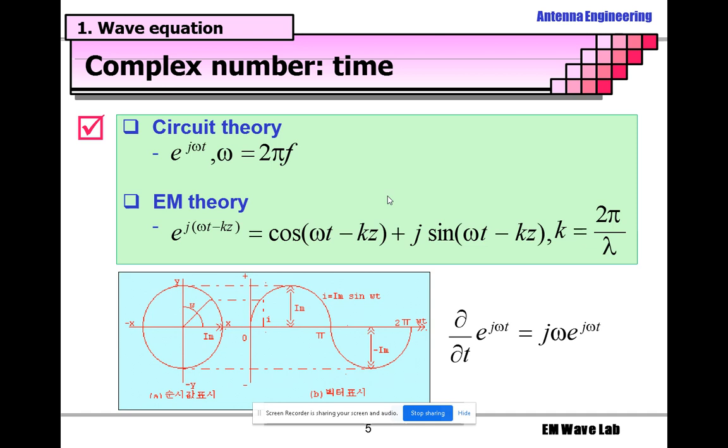So wherever there is only cos omega t, it becomes cos omega t minus k z. Wherever there is only sin omega t, it becomes sin omega t minus k z. Okay, k is nothing but 2 pi by lambda, the wavelength. Because we are going to propagate the signal or electromagnetic wave in the z axis in the Cartesian coordinate, that's why we are using the term z here.